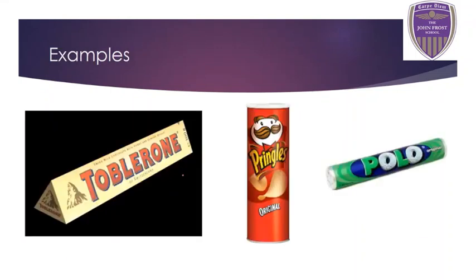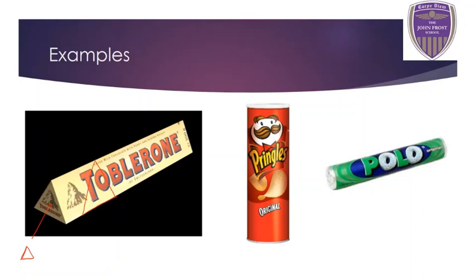So here are some examples. This Toblerone bar is a prism because if you look at the flat face at the front, that is a triangle. If you cut this bar, say here, and looked at the front again, you would still see the exact same triangle. Okay? Hope that makes sense.